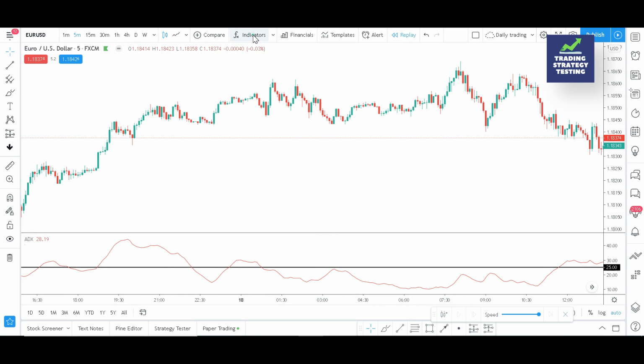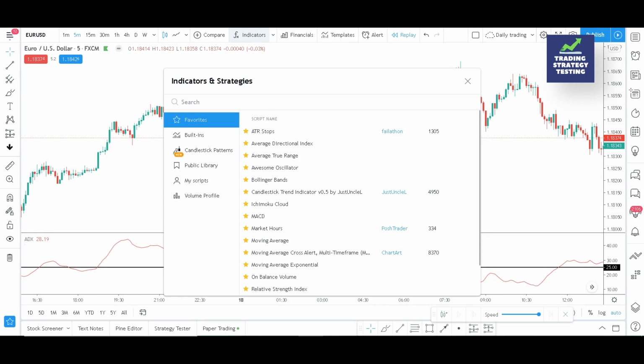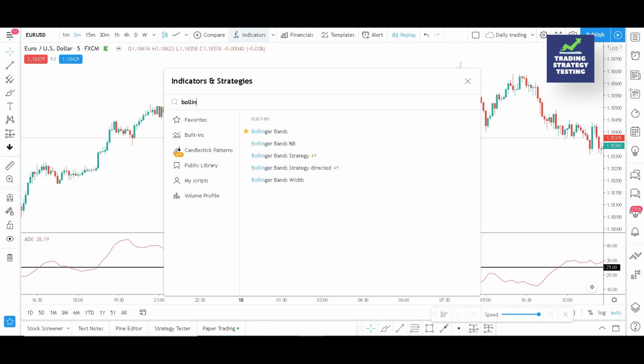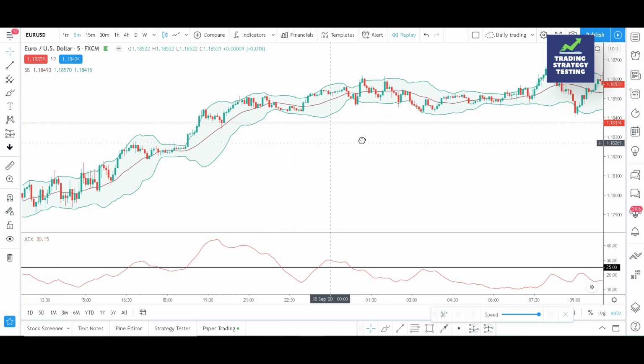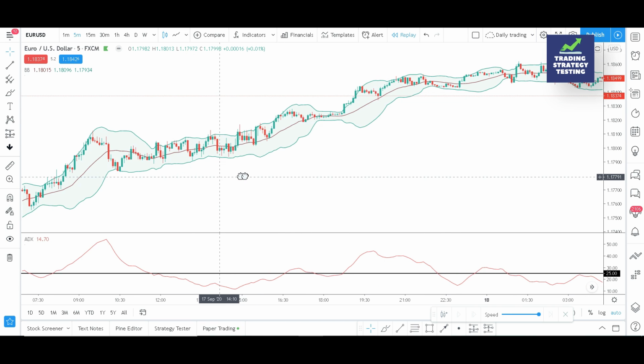The second indicator is the Bollinger Bands, which is a popular form of technical price indicator. The Bollinger Bands are made up of an upper and lower band, set either side of a simple moving average. For more information about this indicator and how it works, you can refer to the video where we backtested this indicator 100 times.